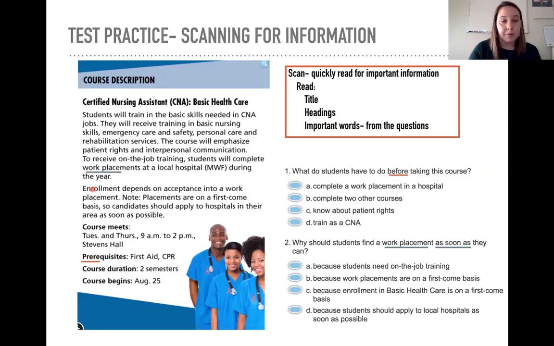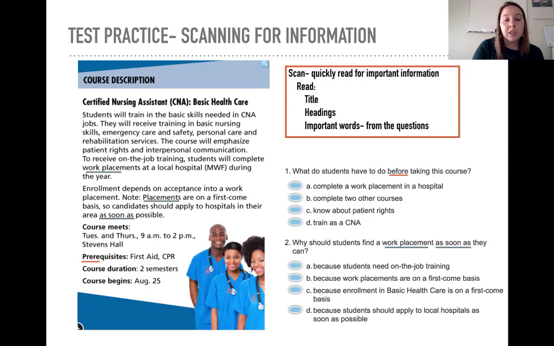Then we scan a little bit more. We see this is talking about work placements. We see placements. And in this sentence, we also see as soon as possible. So in this sentence, we see both of our important words. We see placements and as soon as possible. So let's read this sentence. It says placements are on a first-come basis. So candidates should apply to hospitals in their area as soon as possible.